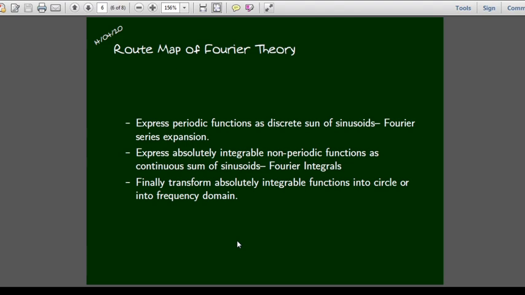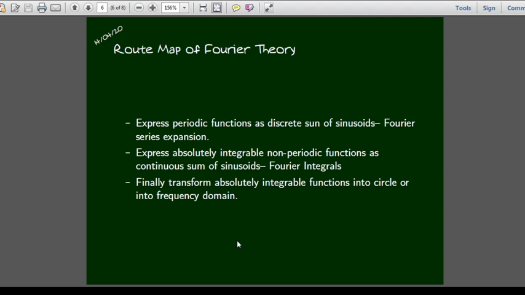Then the road map of Fourier theory. In this semester we will see the Fourier theory as a whole. In the last semester you learned what is Fourier series expansion. It is nothing but expressing a periodic function with the Dirichlet's conditions as a discrete sum of sinusoids. Then in this module we are going to see how to express a non-periodic function as a sum of sinusoids. That means we are going to express a special category of functions, absolutely integrable functions, as a sum of sinusoids. That is actually the Fourier integral representation.